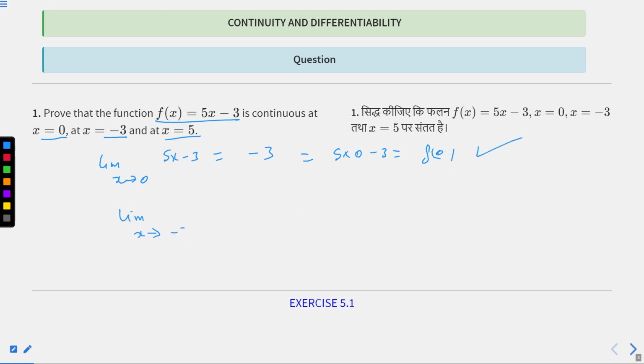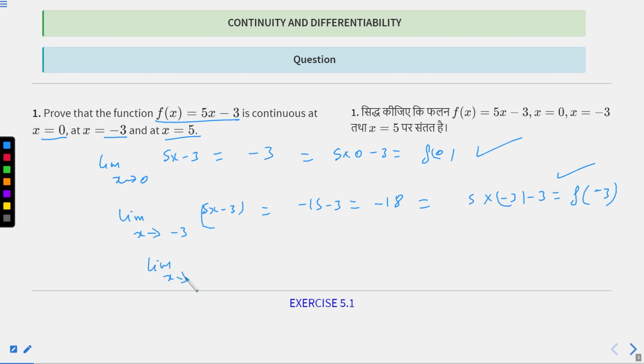Now limit x tends to minus 3. Limit x tends to minus 3 of f of x, 5x - 3, will be, as you can see, minus 15 minus 3. And it will be what? Minus of 18. And this is the same as, sorry, 5 multiplied by minus 3, minus 3, as you can see. And the outcome will also be minus of 18, which means f of minus 3. So continuous at minus 3.